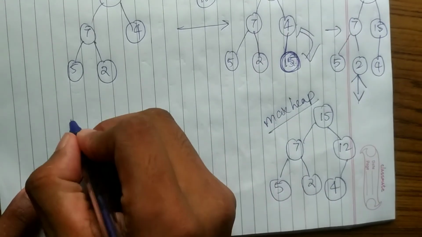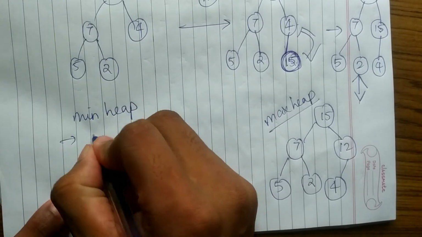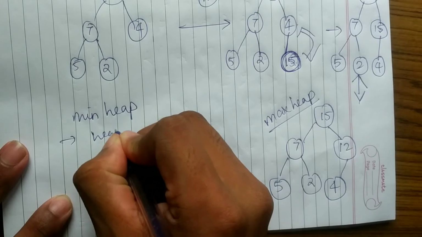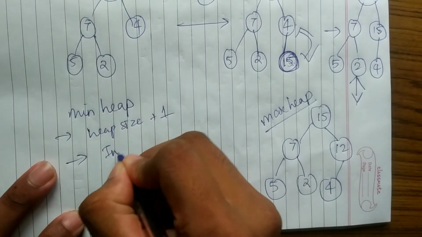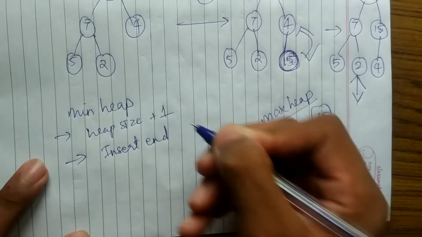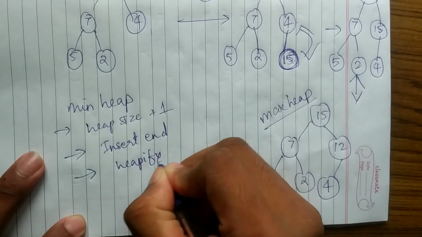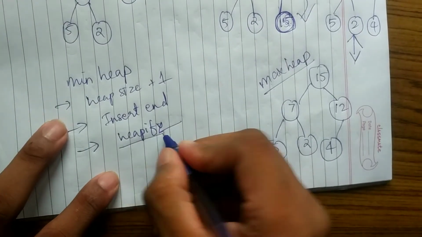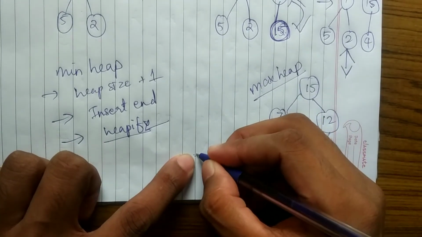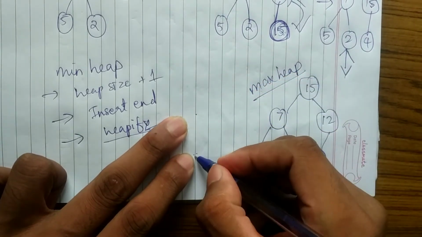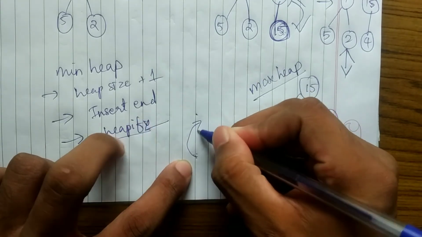Similar procedure in min heap. First, we should increase the heap size. Next, we should insert the element at the end. Third, we should heapify. How should we heapify in the min heap? We should check the end element or the node to be heapified with its parent element. And if this end element is smaller than its parent element, we should swap them.